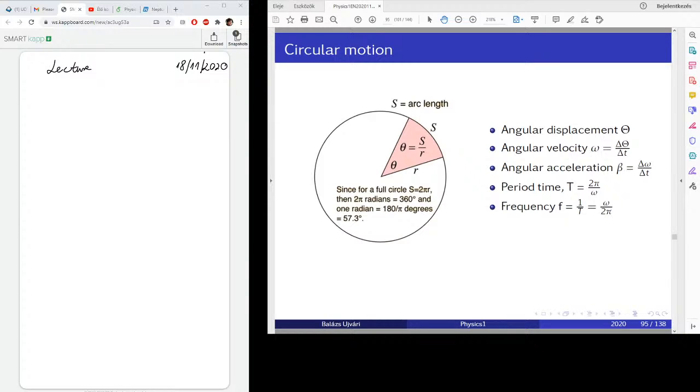So how does it look for circular motion? Circular motion is also a one-dimensional problem. There's a central point, this is the axis of the rotation. And how can we say the origin? The origin is a straight line, and you can say here, this is theta equal 0. So this is the origin.